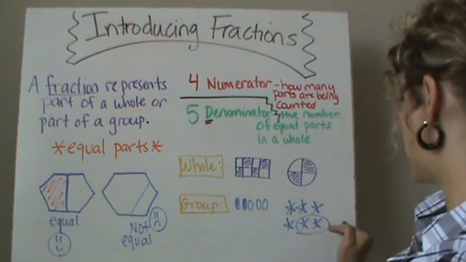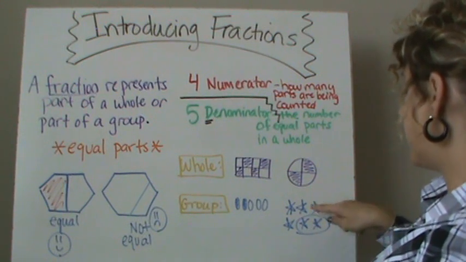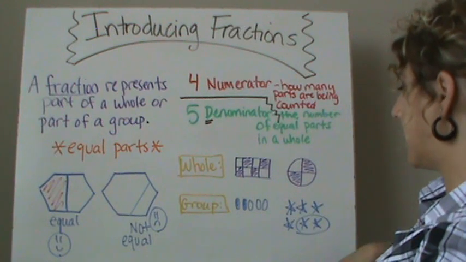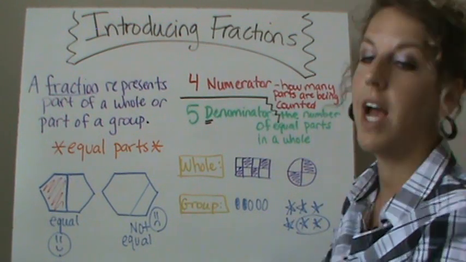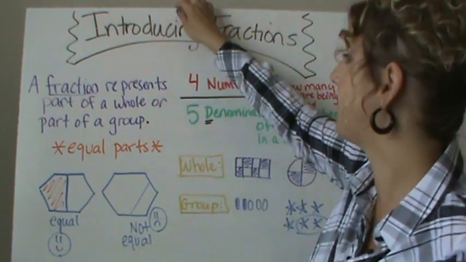If I look at stars and I have 6 stars and I want to circle 2 of those, that represents 2/6 or 2 parts of the group. So a fraction can represent part of a whole or part of a group.